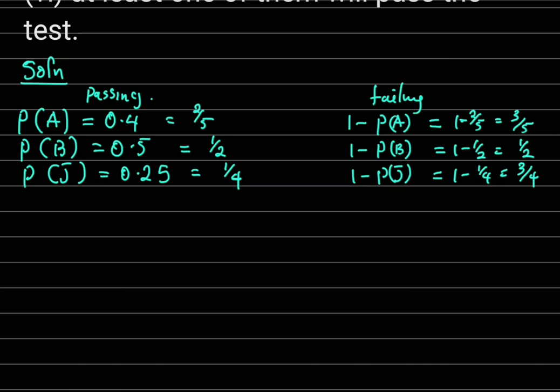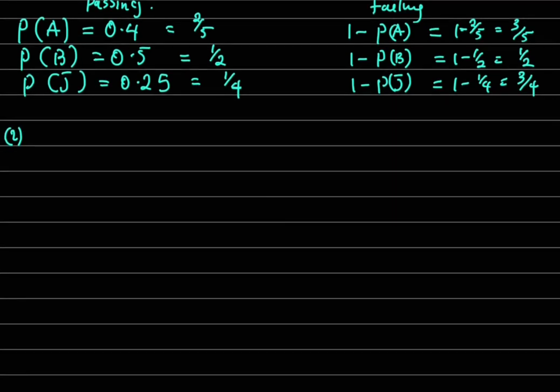Now, the first one is the probability of all of them passing. If all of them are to pass, it means Aaron will pass, Bill will pass, and J will pass. To work it out, it is going to be 2/5 times 1/2, then times 1/4. Now, these two will go with these two, so we have 1/20. That is our answer. So we've answered the first one.